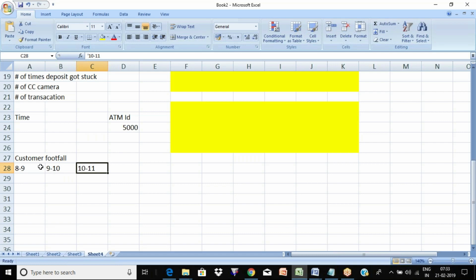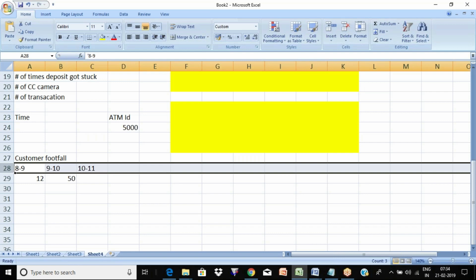One more thing I have here, customer footfall, which you are saying is derived based on the number of transactions. Yes, the number of transactions will be coming here. Let's say during this time, 12, during this time, 50. But how do we derive this timing now?